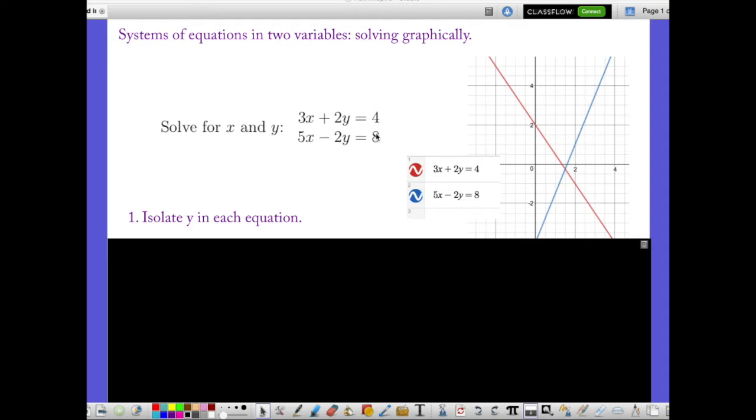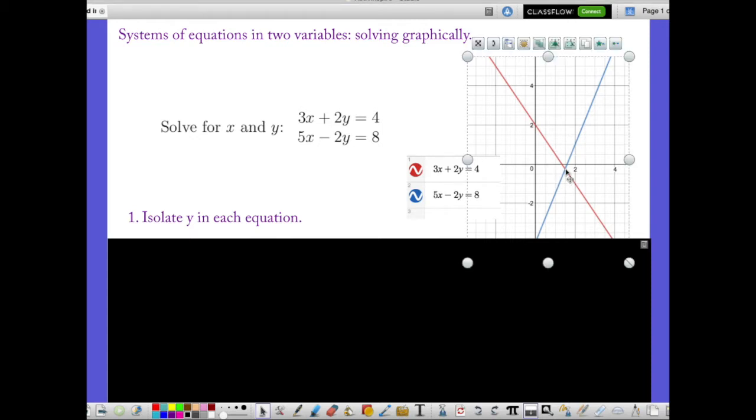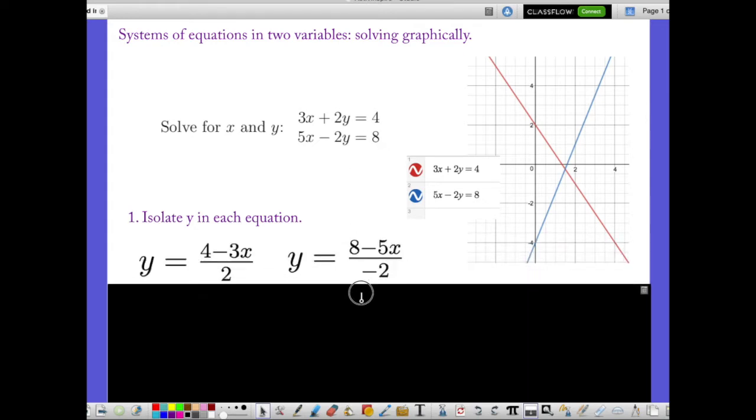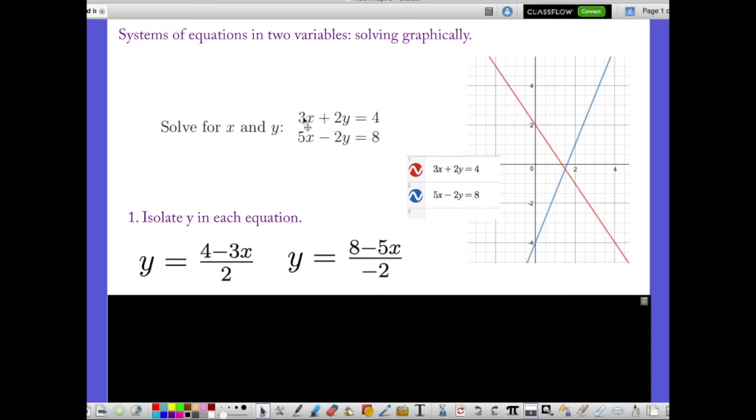Okay, so a solution to a linear system is a point that satisfies both equations. So this intersection point right here is what we're going to be looking for. So to do it graphically, we're going to start by isolating y in each equation. Here in the first equation, we will simply subtract 3x from the 4 and then divide by 2. And then in the second equation, we will subtract 5x from 8 and divide by -2.